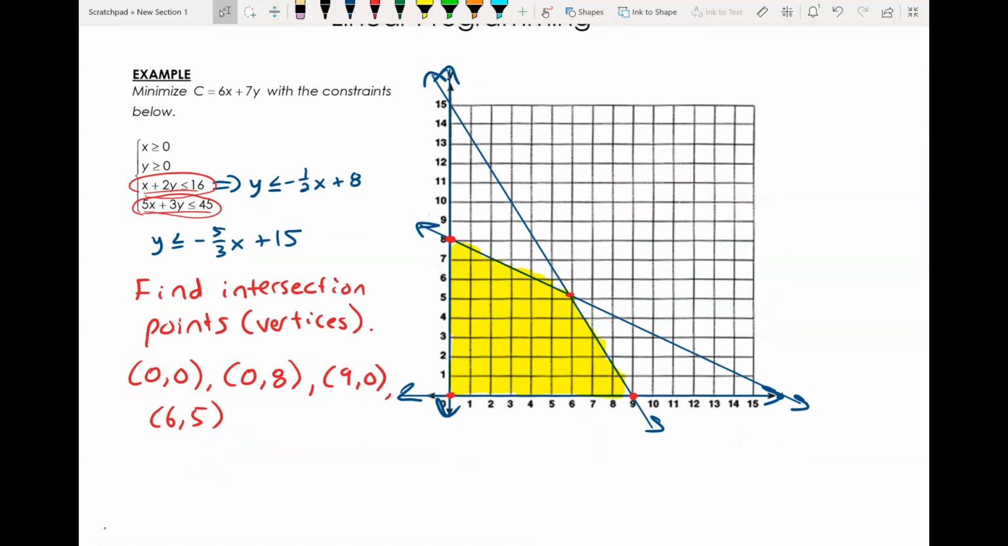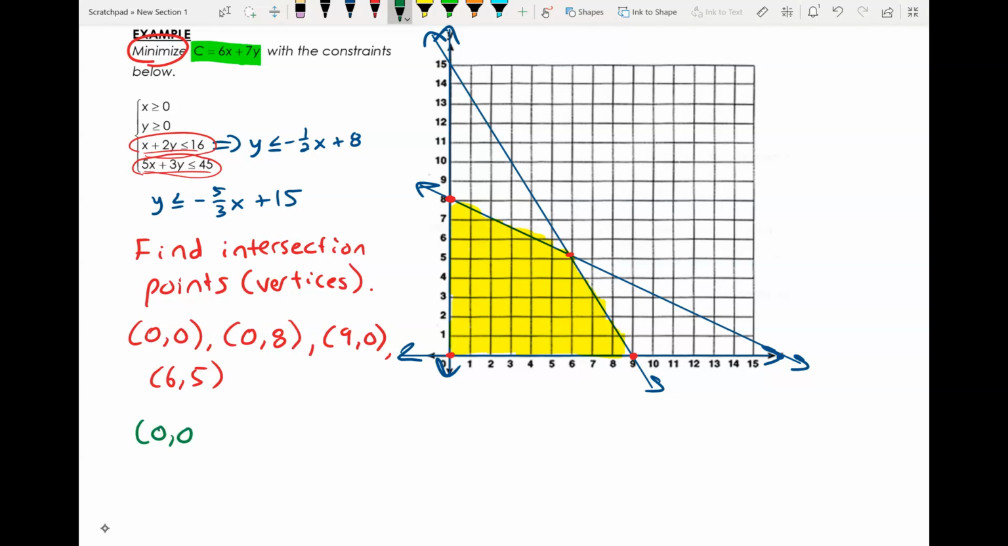So I'm going to find those vertices, and what linear programming does is there's a theorem that says that the minimum or maximum value of whatever quantity we're trying to minimize or maximize will always occur at one of those vertices. So once you find your vertices, you're going to plug those all into that c equals 6x plus 7y. We want the minimum, so we want the smallest value of c. So let's see what that gives us.